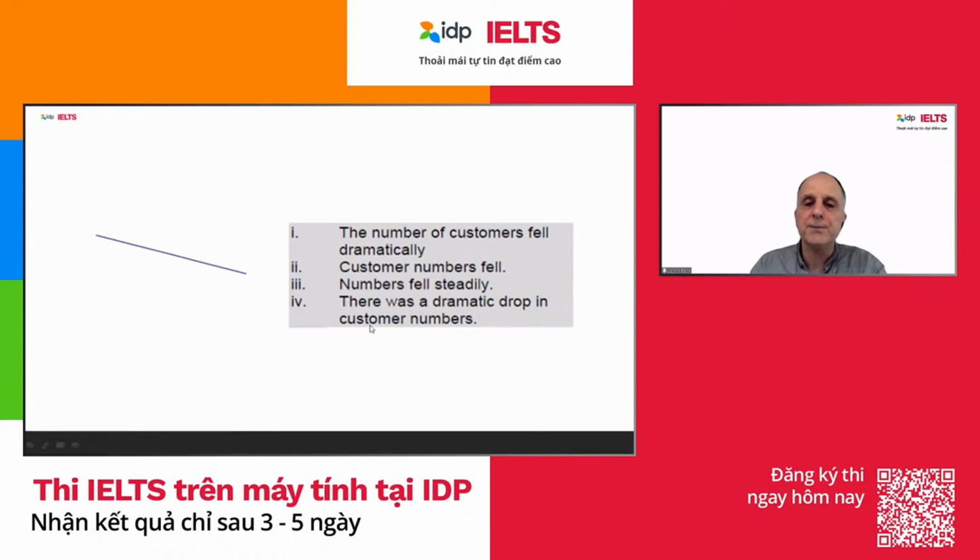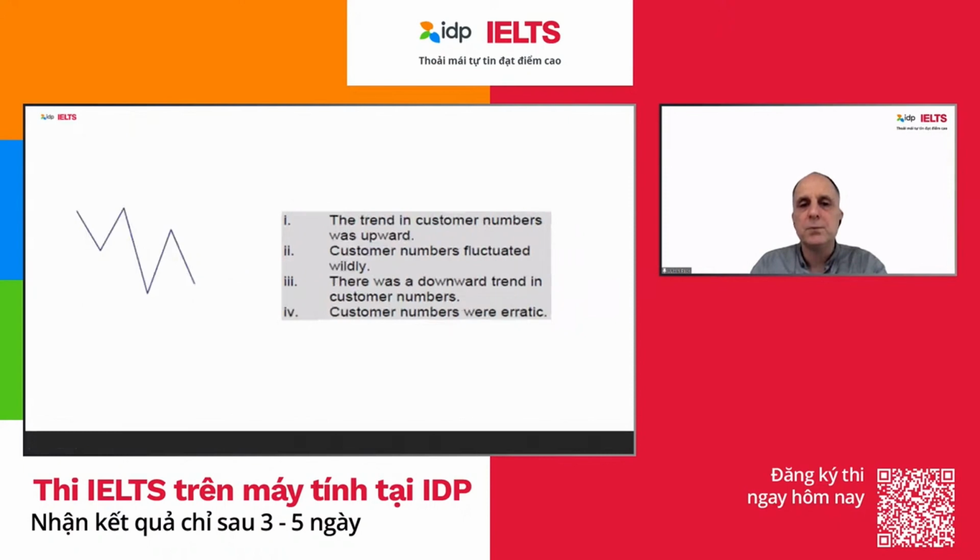Some of you mentioned 4, not necessarily for this one. So number 3, numbers fell steadily. That's it. Number 2 is okay, but once again, number 3 is better. You'll see the difference between that and another very shortly. What about this one?